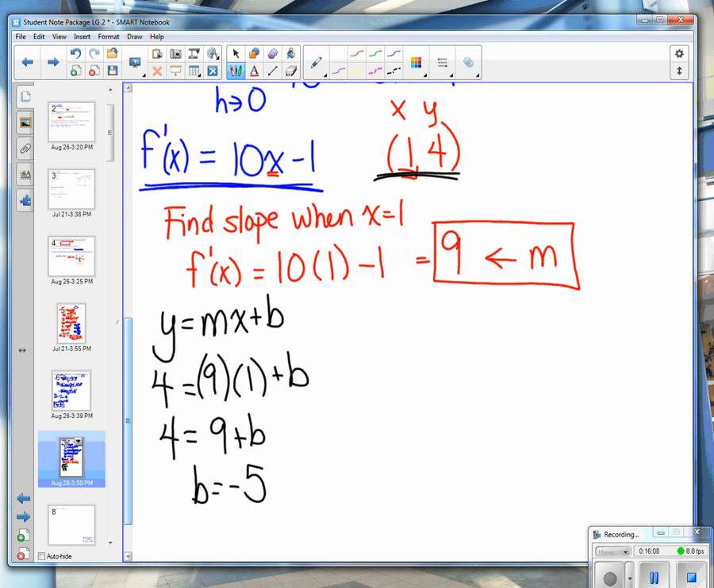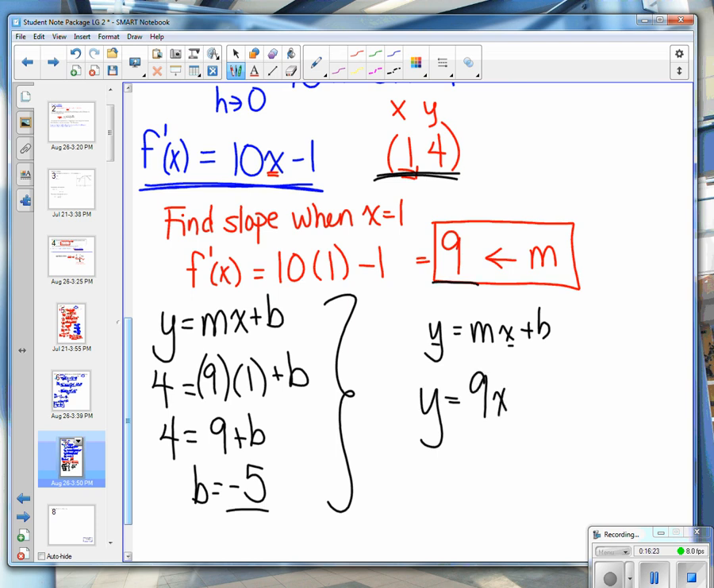And when we put that all together in our equation, remember we always leave our x and y as they are, but our slope, there's only 1. And our y-intercept, there's only 1. So our final answer would be this.